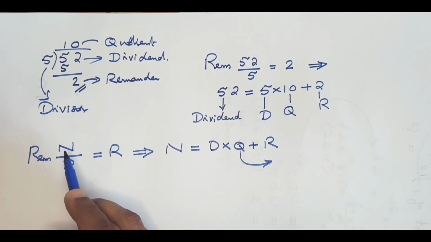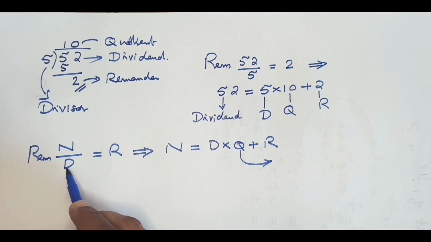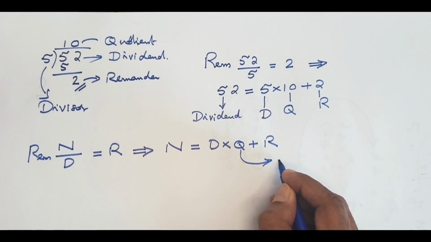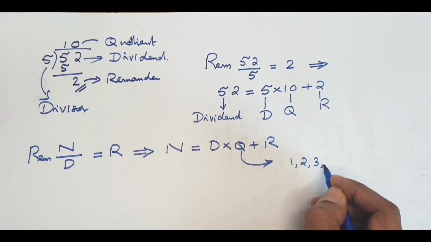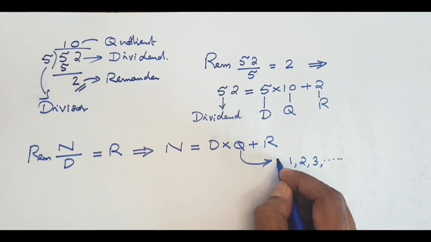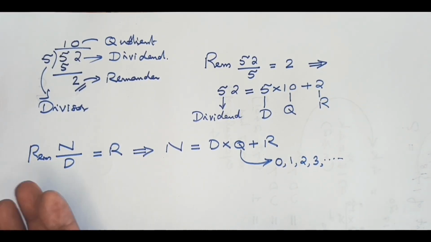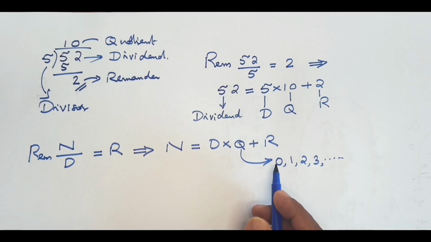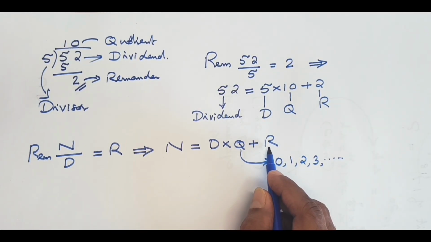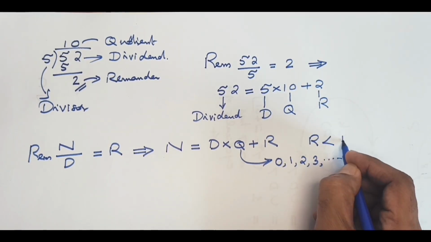Where q, quotient, means what? In general, a number of times d goes in the dividend. It could be once, it could be twice, it could be thrice, and so on. It could be even 0 times, because there are cases when the divisor will not divide the dividend even once. Moreover, the remainder you get here will always be less than the divisor.